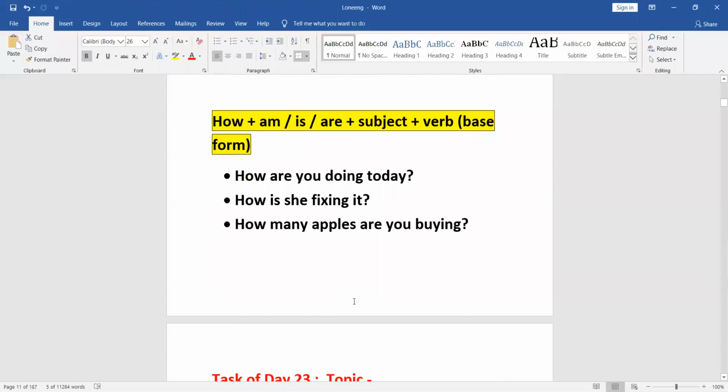Okay. The next word that you can employ is how. How, when you use it, means quantity. They want to know what quantity or how to do something. So how, the formula is how plus am, is, or are, followed by the subject and then the verb in the base form. You use how when you want to ask the quantity or you want to know how to do something.